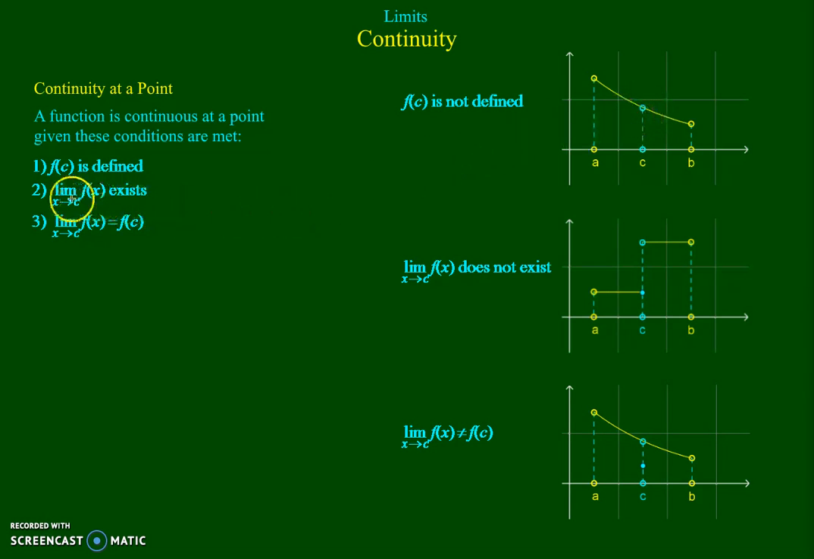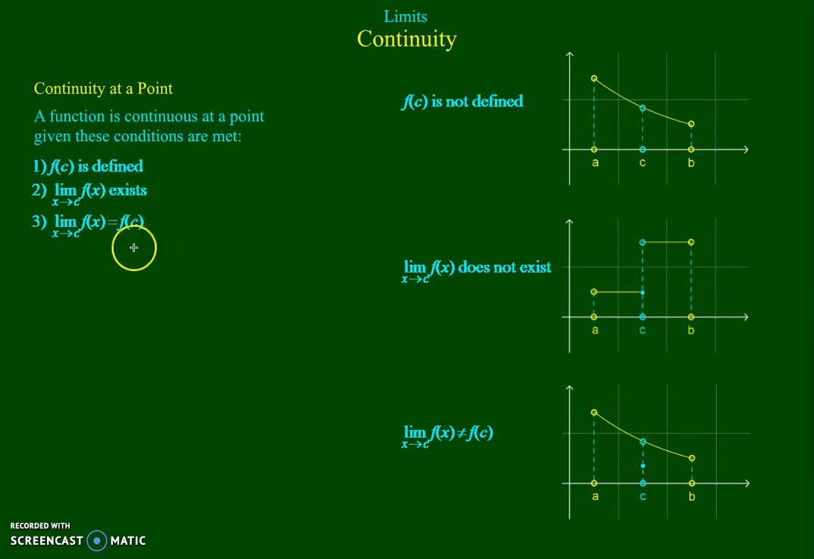The second condition is that the limit as x approaches c of f of x must exist, which means that we have to have a function that we can evaluate to the same value from the left and from the right. Here you see in this case here, this limit does not exist. So this function would violate that second property.